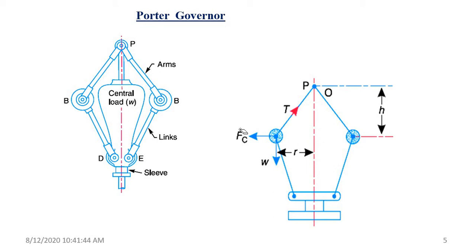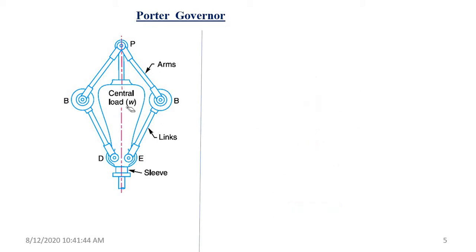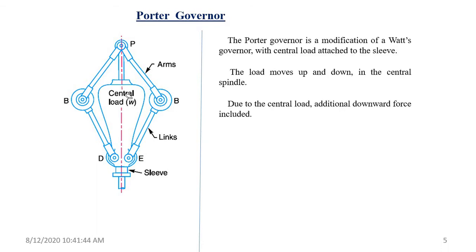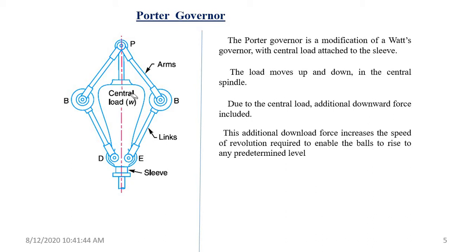Okay. In this case, the central load also moves up and down. So here, in the Porter governor, here it is the central load. The central load also moves upward or downward along with the sleeve. The central load is attached to the sleeve, and the load moves up and down on the central spindle. Due to the central load, an additional downward force is included. This additional downward force increases the speed of rotation required to enable the balls to rise to any predetermined level. So the central load moves along with the sleeve of the governor. This is the Porter governor.